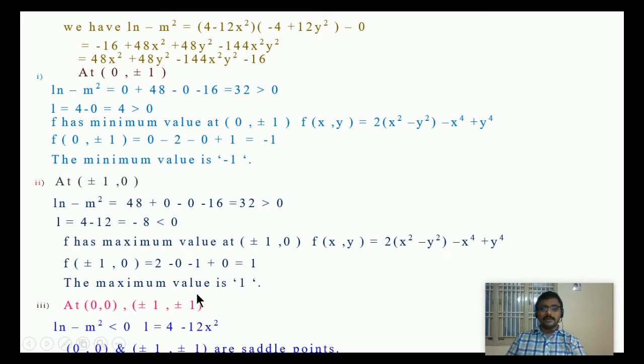Now at the point (0, 0), substituting L, N, M in LN minus M square, we will have negative 16, but negative 16 is less than 0. So LN minus M square is less than 0. The given function neither attains its maxima nor minima. Also the stationary point (0, 0) is called a saddle point. So at the saddle point, the function neither attains its maxima nor minima.